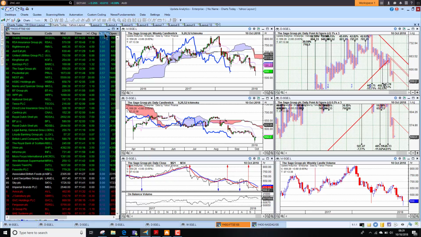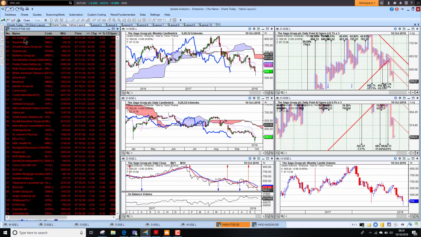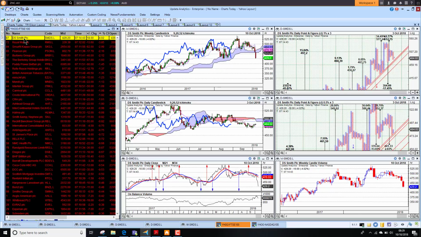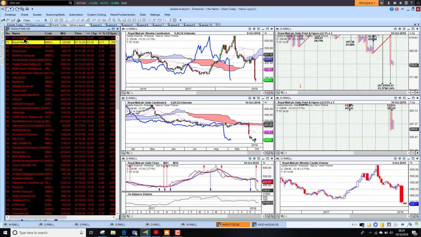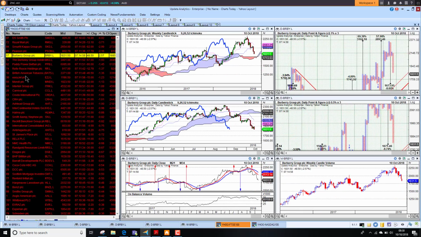And then the sell-off we're seeing here: DS Smith is down some 4% this morning. Royal Mail, its woes continuing, is down a further 3.7%. So we are seeing quite a mixed picture across the board. Burberry is lower, and airlines are still looking to struggle.